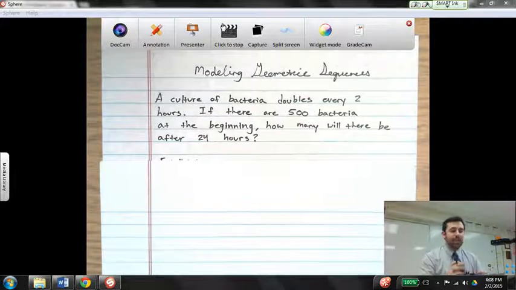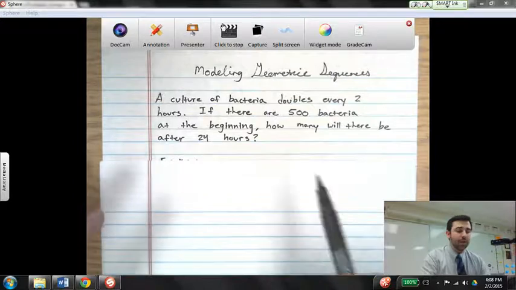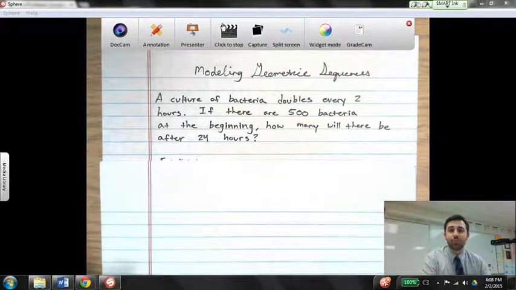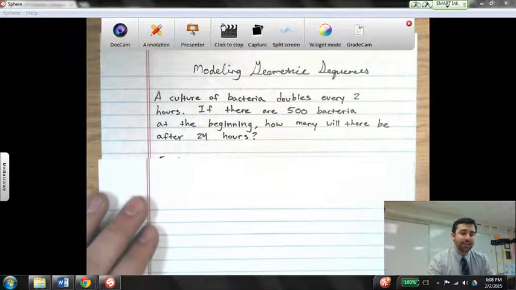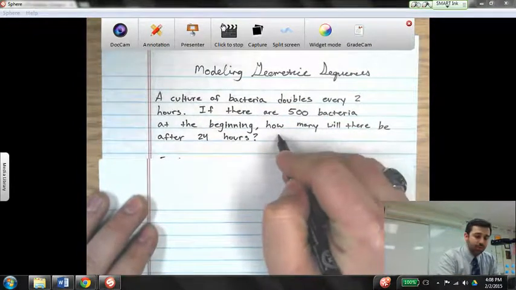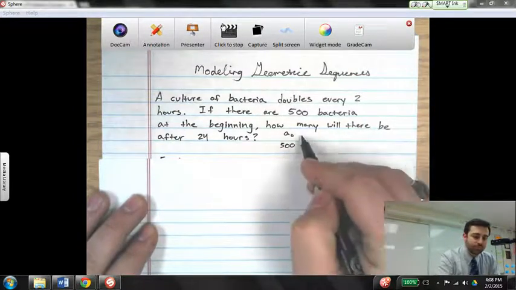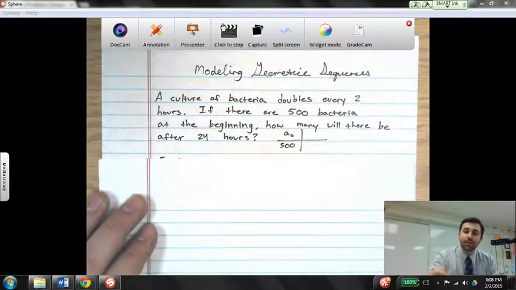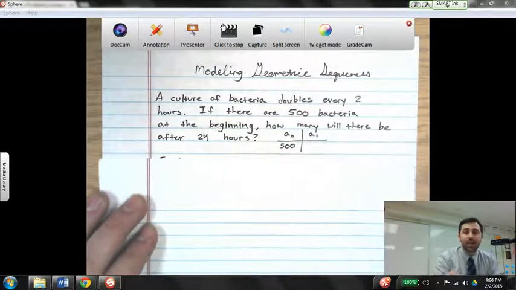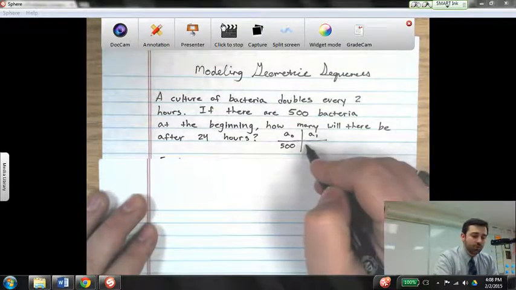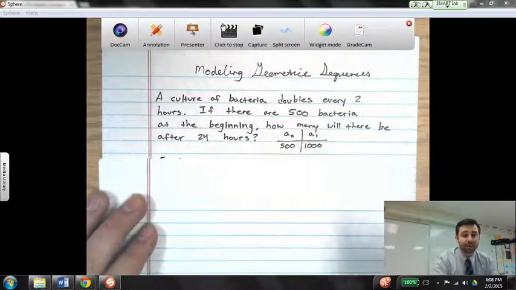A key point to remember in these types of problems is to understand, are we starting at our 0 place or our first place, so a sub 0 or a sub 1. In this situation, the beginning, so no time has passed, we are starting at a 0 term. So if you want to think of it, a sub 0 is 500. And if we are doubling each time, then at a sub 1, which represents 1 hour, we will have 1,000 bacteria, and so on.